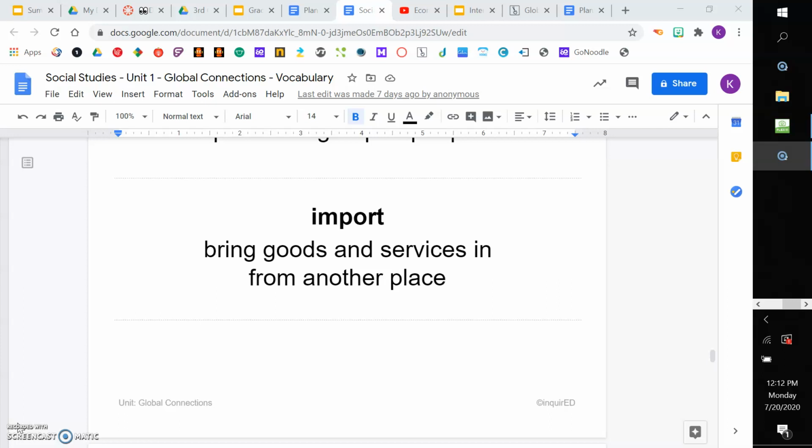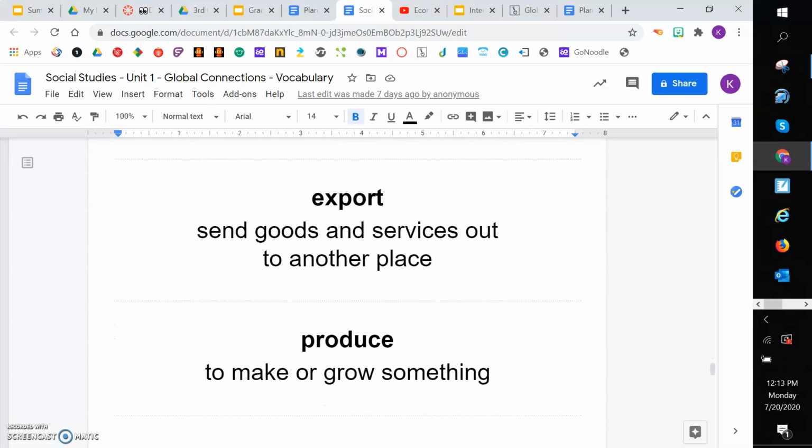And the first word is import. An import is when you bring goods and services in from another place. So my shirt from India, it had to have been imported, it means into the United States, in order for me to have purchased it from a store.